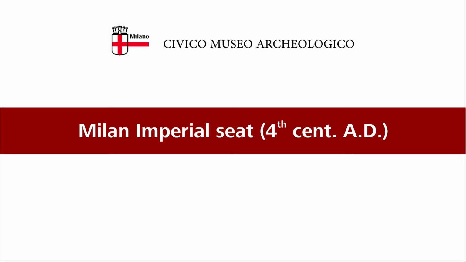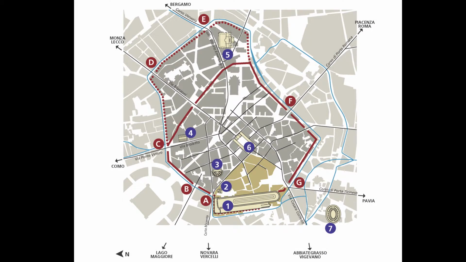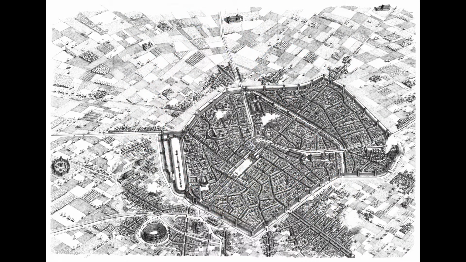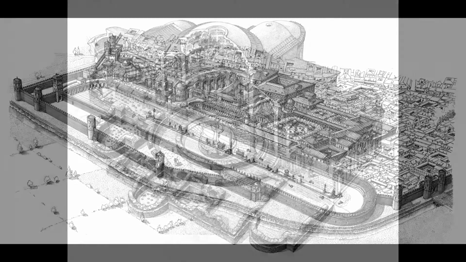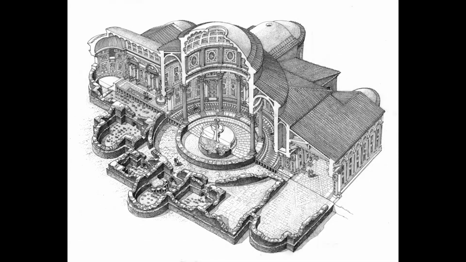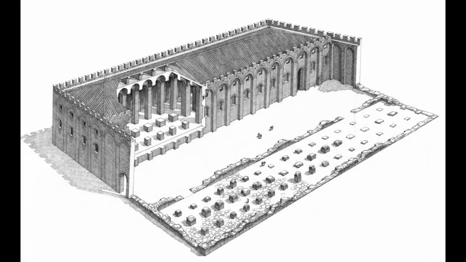Milan, the imperial seat, 4th century AD. The panel shows the city map in Maximian's times overlapping the current Milan map. The continuous line marks the perimeter of the late Republican walls. The dotted pattern highlights the expansion of the walls eastwards and westwards desired by Maximian. The letters indicate the gates of the city, which stood in front of important connecting roads, while the numbers refer to the main monuments.